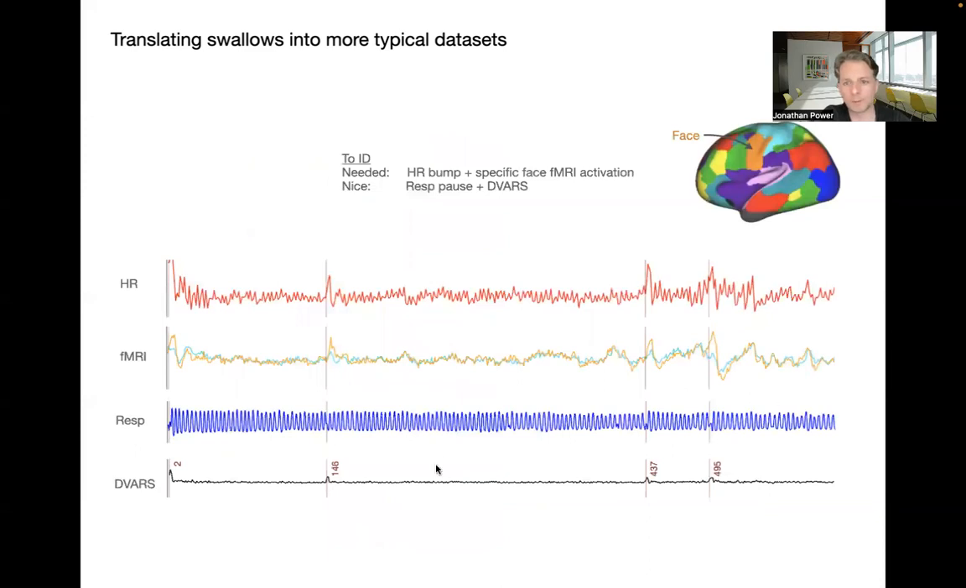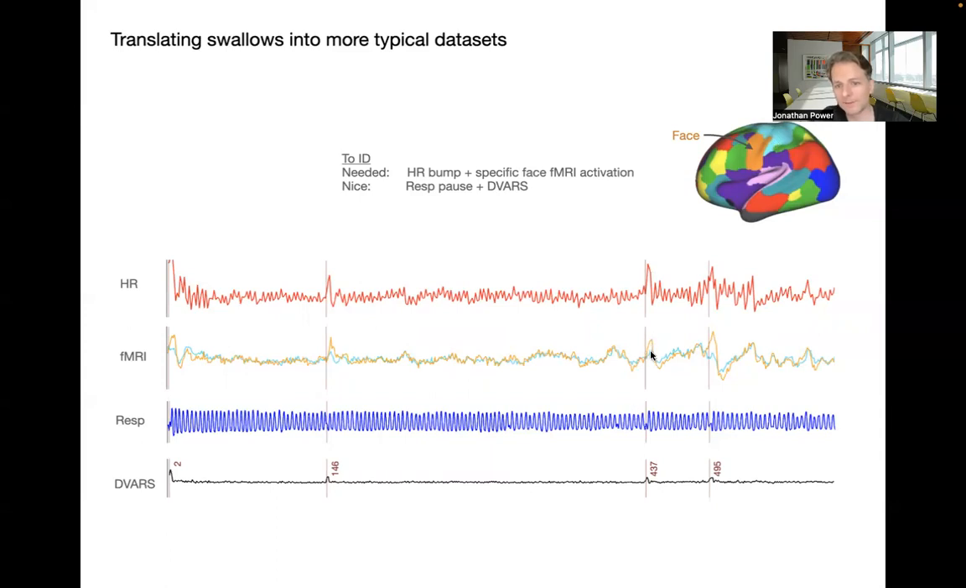So let me give you an example of how we would then ID these in Human Connectome data. Here's the heart rate trace. This is about half a scan, 8 minutes or so. There's a big heart rate bump at the beginning, another one right there, 3 of them towards the end, and then this final one. So 5 or 6 candidate times for a swallow. And then if you look down, I'm contrasting orange with cyan. So that's the orange face and the cyan arm representation in the Gordon parcellation.